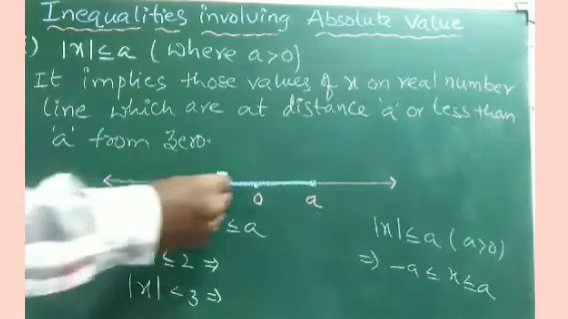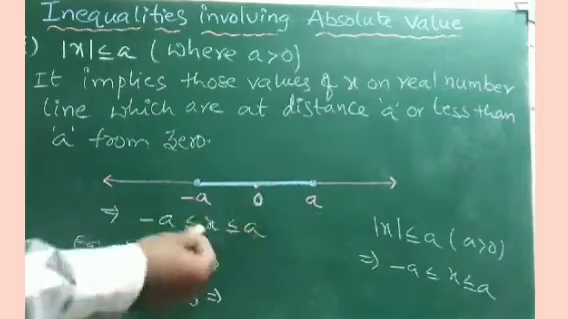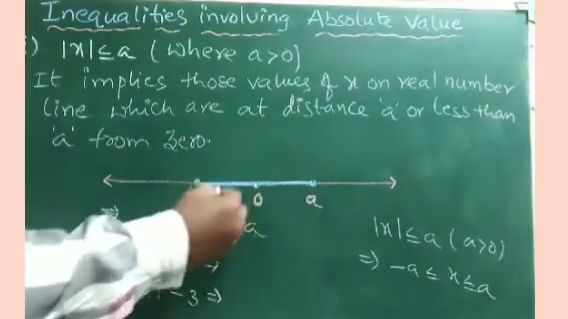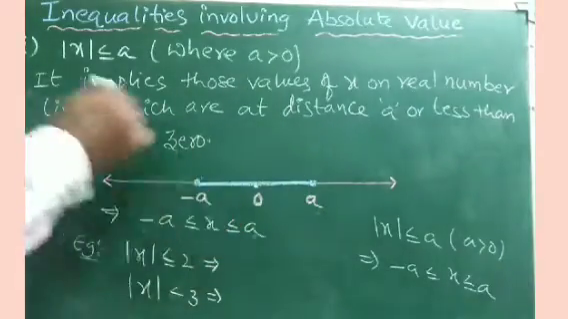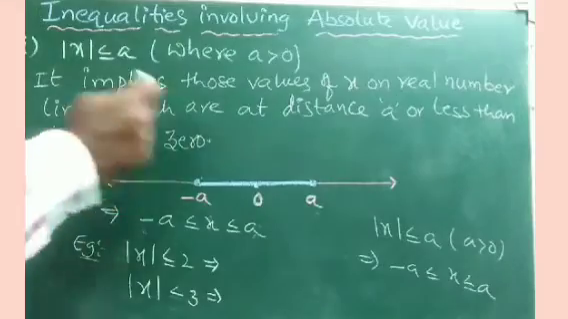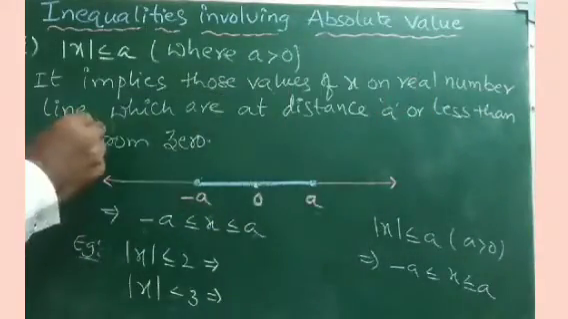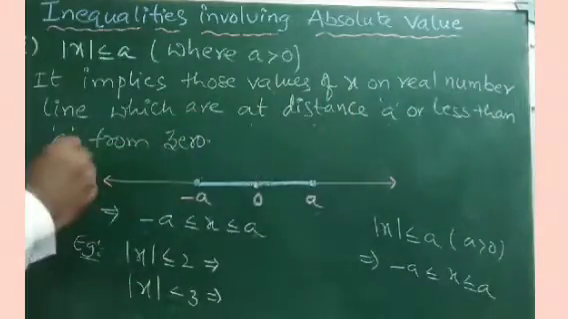See, let it be the origin, say this is 0. From 0, this is at a distance of small a in the positive direction, and also at a distance of small a in the negative direction. Now what we require here: those values of x on the real number line which are at a distance of a or less than small a.